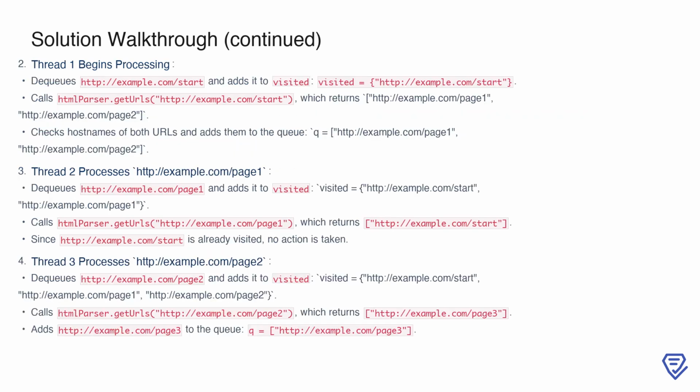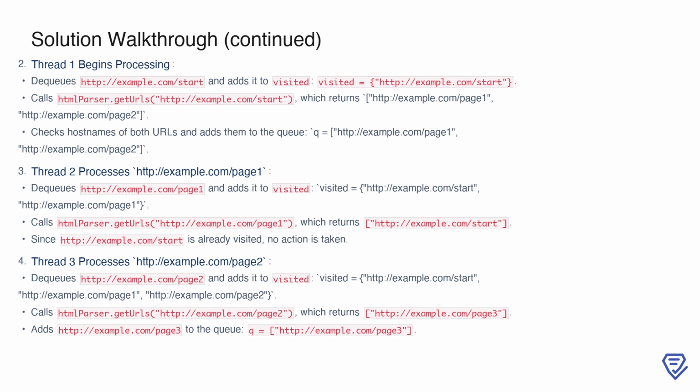pages. The first thread begins by taking http://example.com/start from the queue. It adds this URL to the visited set and uses the HTML parser to fetch its outgoing links, which are http://example.com/page1 and http://example.com/page2. Since both URLs belong to the same domain, they are added to the queue for further processing.